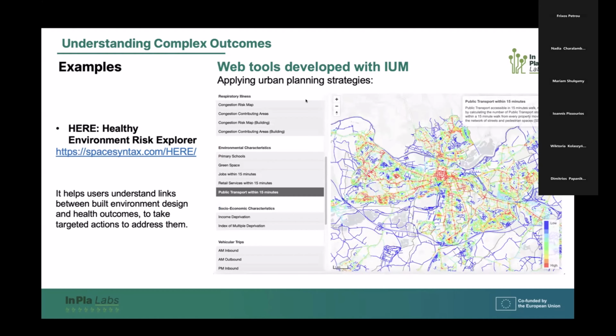And finally, the last tool is called HERE, which is the Healthy Environment Risk Explorer. And this tool helps users to understand links between the built environment design and health outcomes in order to be able to take some targeted actions to address them. Like I said previously, you can answer questions related to jobs that can be accessed within 15 minutes, retail services within 15 minutes, public transport within 15 minutes. It also has the socioeconomic dimension, highlighting areas with income deprivation or areas that are less integrated.